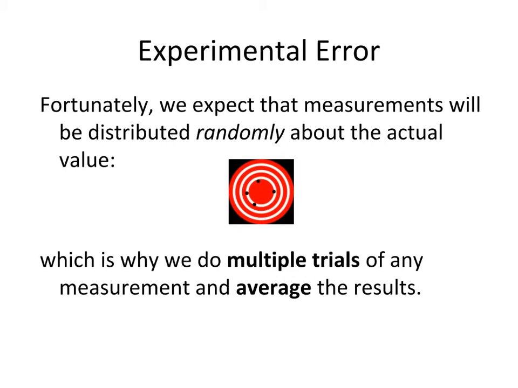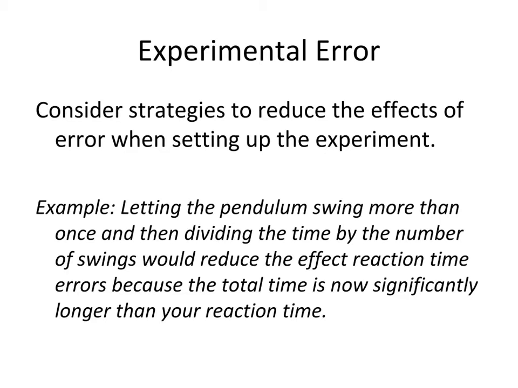Fortunately, we expect that the measurements will be distributed more or less randomly about the actual values, kind of like taking shots at a target. That's why we do multiple trials of an experiment or a measurement and then average the results. If we could do hundreds and hundreds of trials, then the more trials we do, the better our results should be, because our average should be that much closer to the actual value that we're looking for.